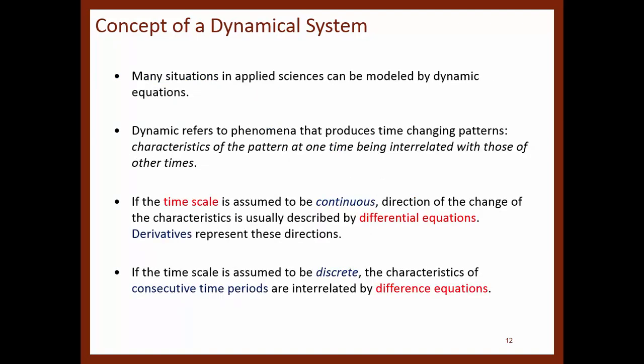Many situations in applied science can be modeled by dynamic equations. Dynamic refers to phenomena that produce time-changing patterns. So again, we are going to be providing some type of input throughout time, and we want to know what is the behavior of the system based on that input. If the time scale is assumed to be continuous, the direction of the change of the characteristics is described by differential equations. As I mentioned, when the time scale is assumed to be discrete, we are looking at time periods that are integer values. So we're going to look at 1, 2, 3, and so on. These are modeled using difference equations.